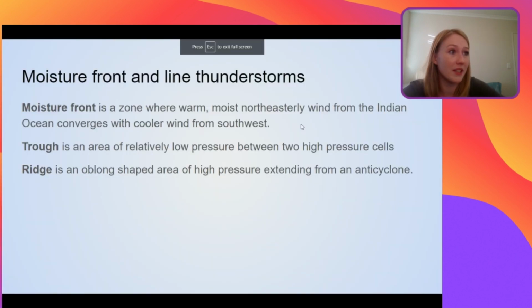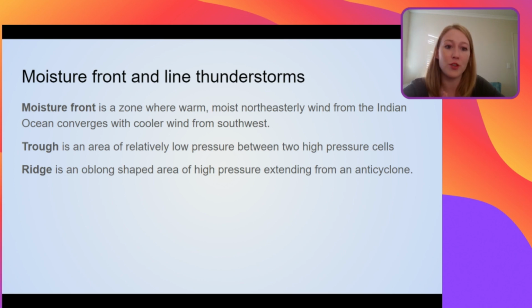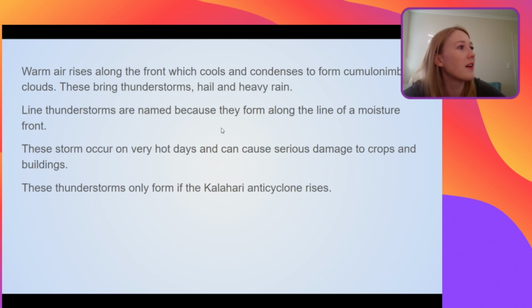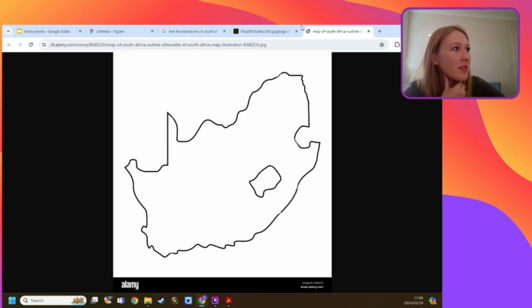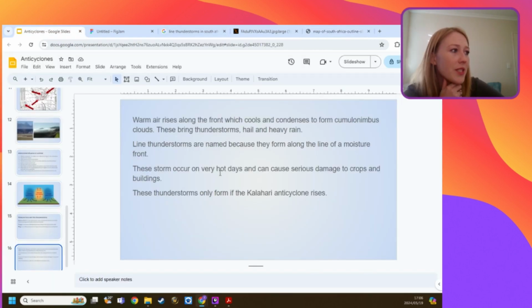So let me just check if I'm missing anything. We've covered moisture fronts. We've covered troughs and ridges. So a trough is where it dips down. Ridge is high. So a trough is a low pressure between high pressure cells. Ridge is a large high pressure cell. Warm air rises, forms clouds. Hopefully, we know that. Line storms, or line thunderstorms, because they're literally a line of storms. And we typically see them on very hot days, and they cause a lot of damage.